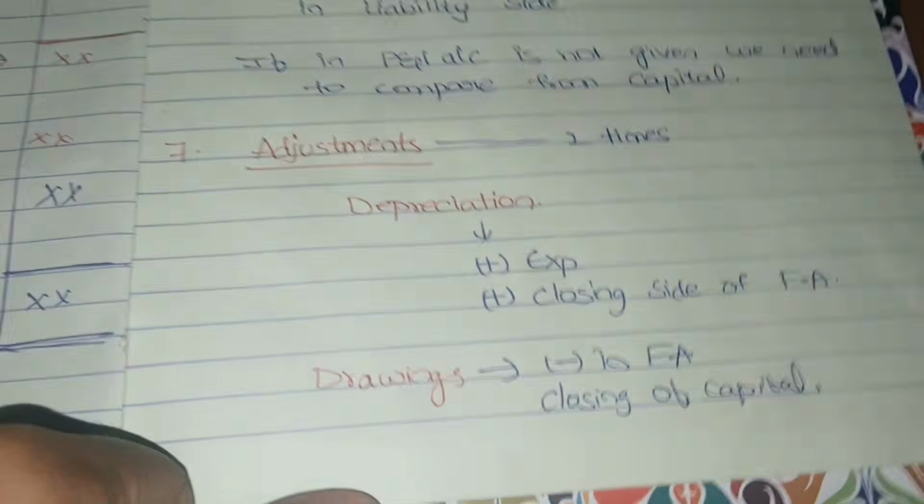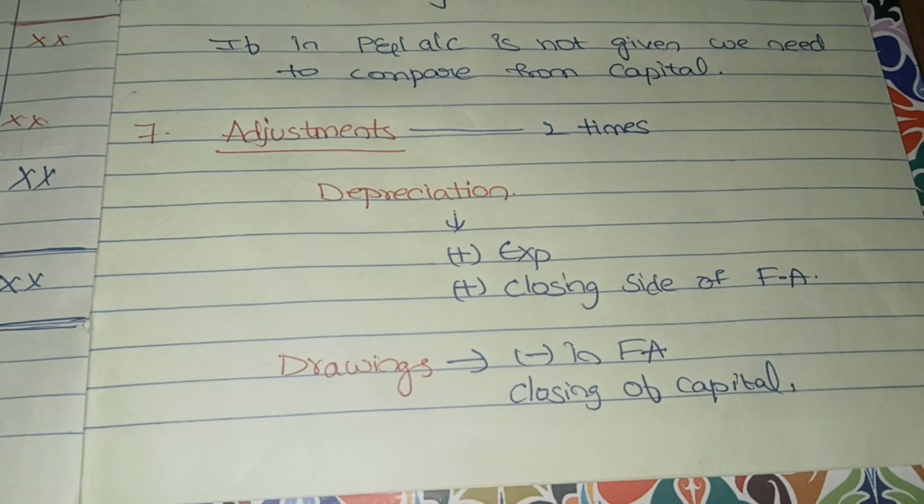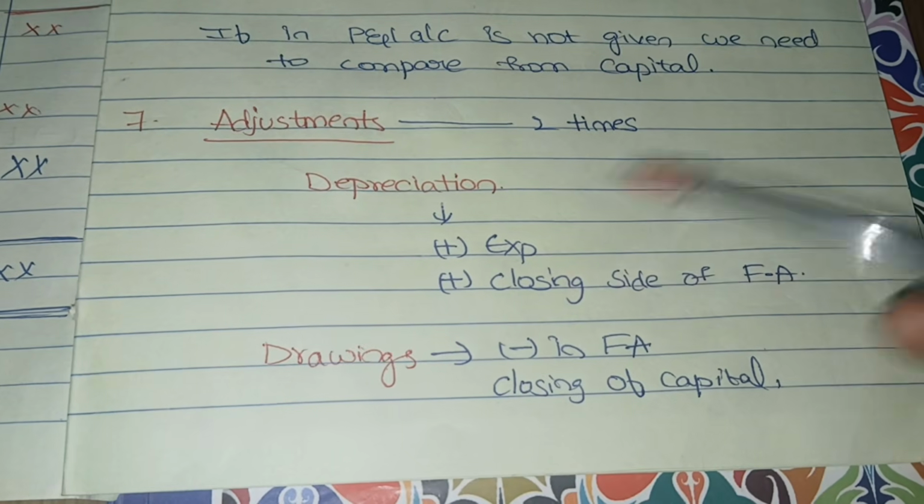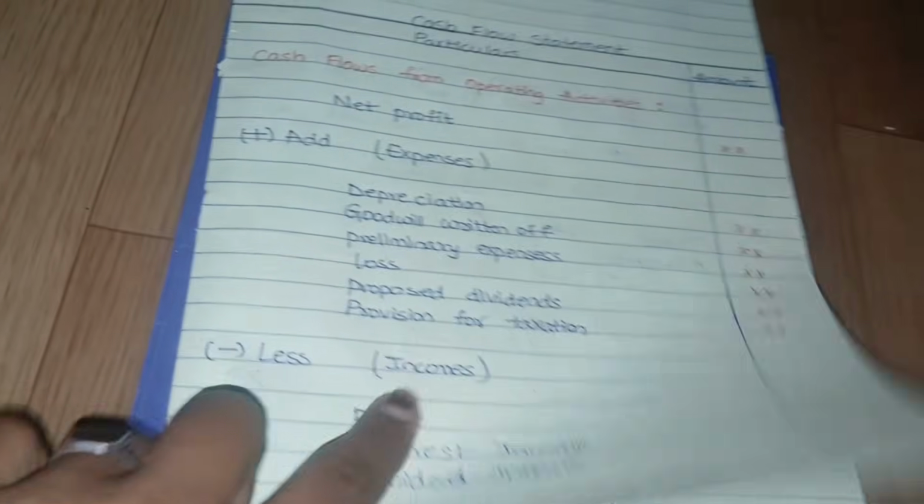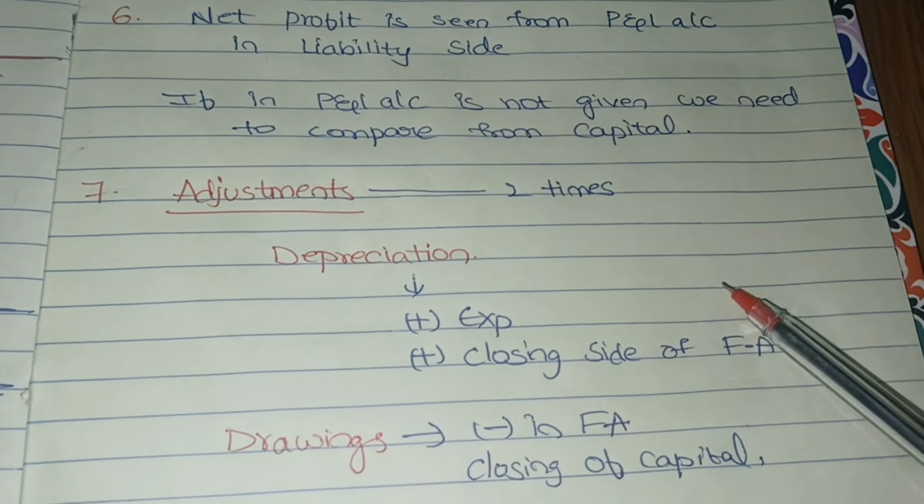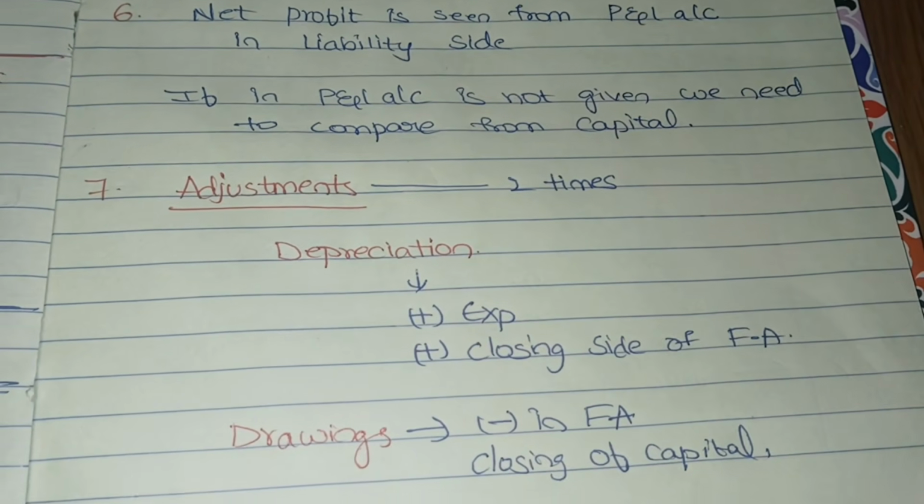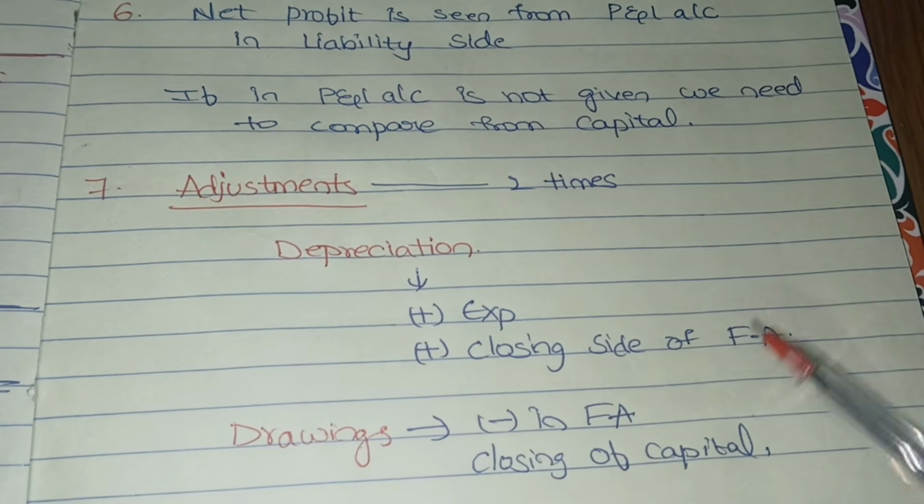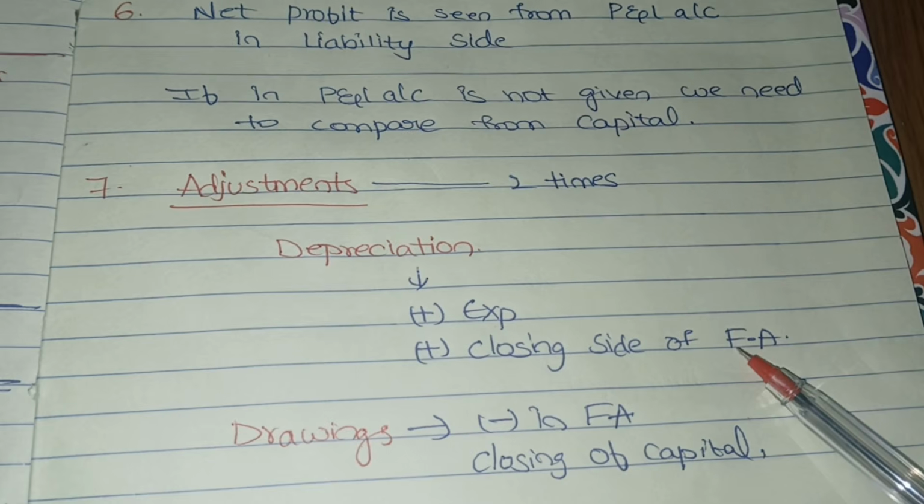And on the adjustment side, if any depreciation is given, we need to add that depreciation in the expenses column in the pro forma, and the next time we need to add it to the closing side of fixed assets. So whatever adjustments they have given should be entered twice. One is in the expenses, one is in the closing side of fixed assets.